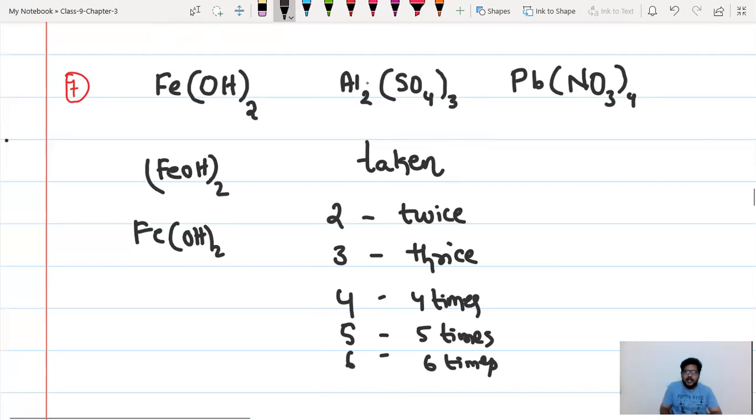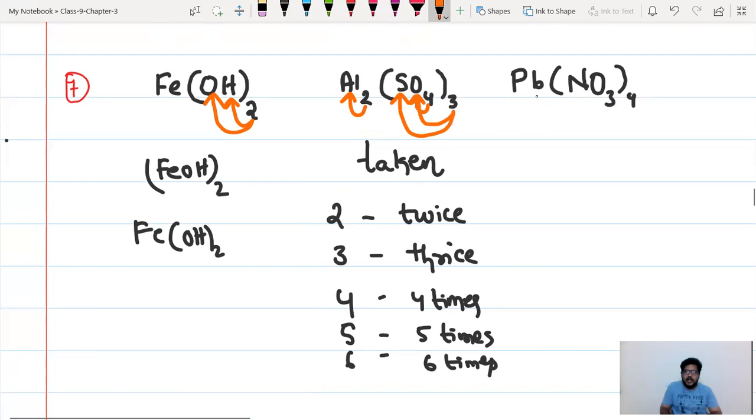Now which number is given to which atom? Here 2 is there. That 2 should be given to the brackets, I mean for oxygen and hydrogen. Here 2 is given to aluminum. In SO4, 4 should be given only to the oxygen, isn't it? Next, this 3 is applicable for the atoms which are present in the brackets. What atoms are there? S and O. 3 should be given to sulfur. At the same time, 3 should be given to oxygen.